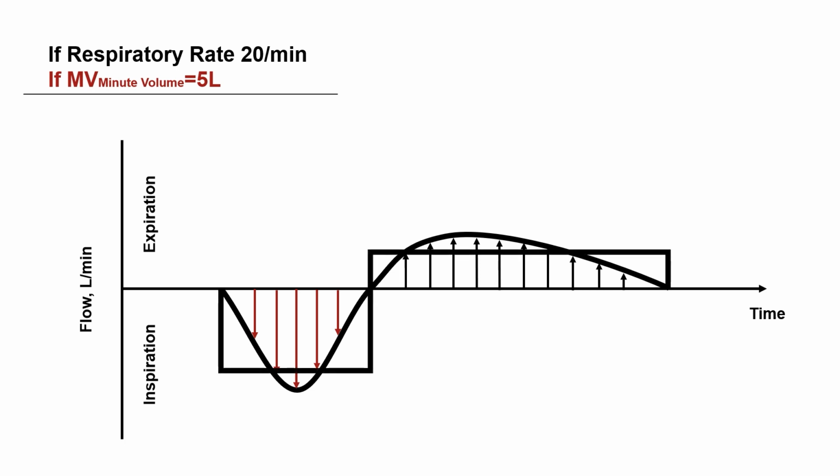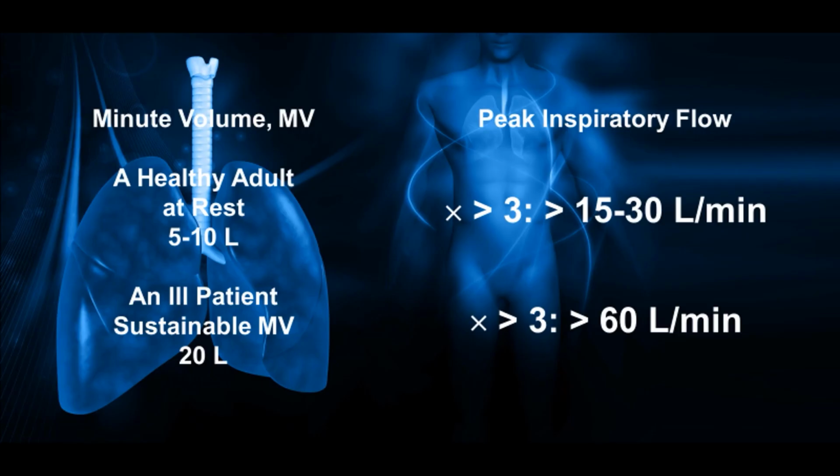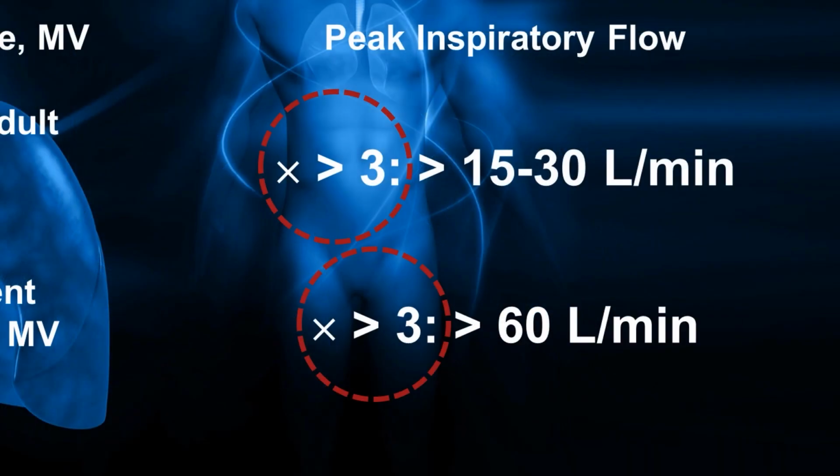Therefore, the flow around the time when the peak inspiratory and expiratory flows form must be sufficiently fast to breathe the set minute volume in the limited time. Consequently, the peak inspiratory flow must exceed 3 times the minute volume, and the peak expiratory flow must exceed 1.5 times the minute volume. This is why the peak inspiratory flow exceeds 3 times the minute volume.